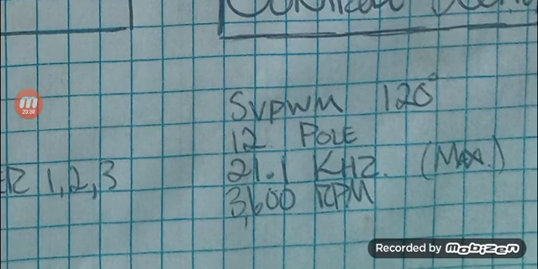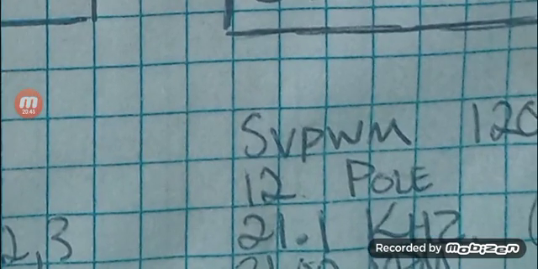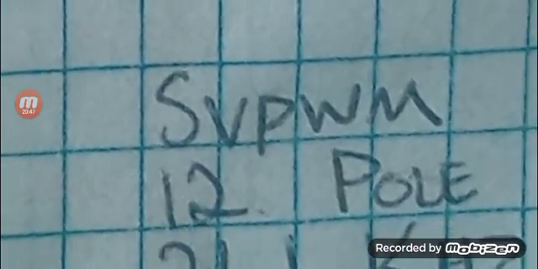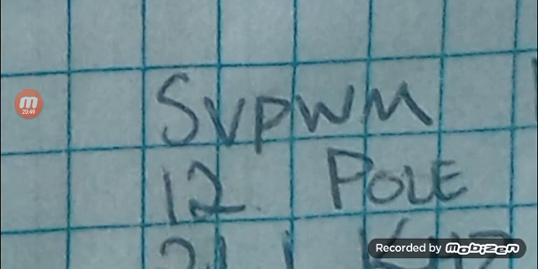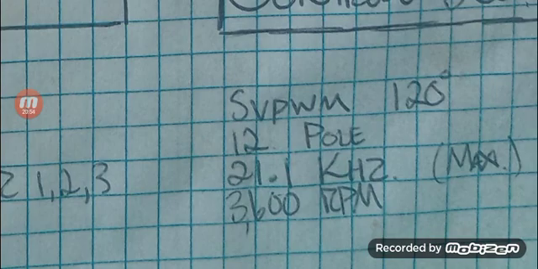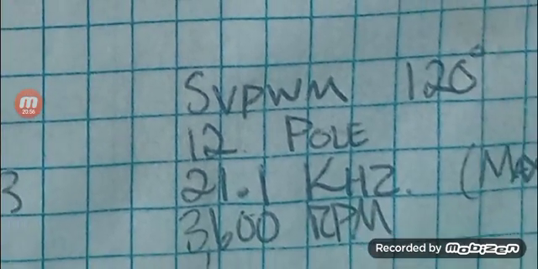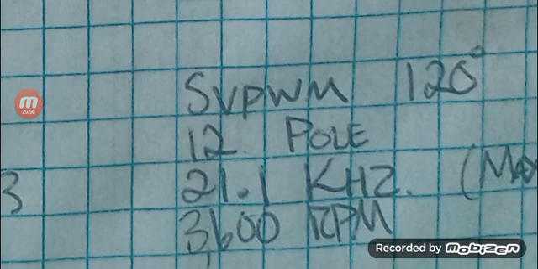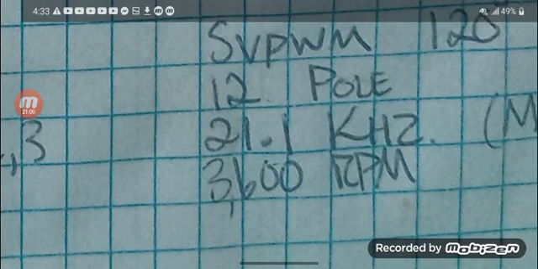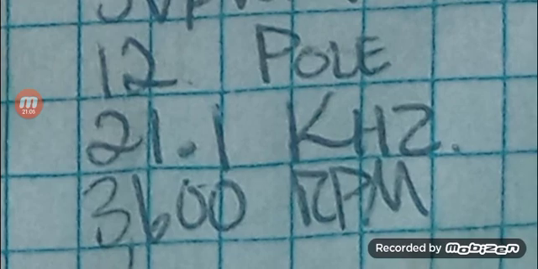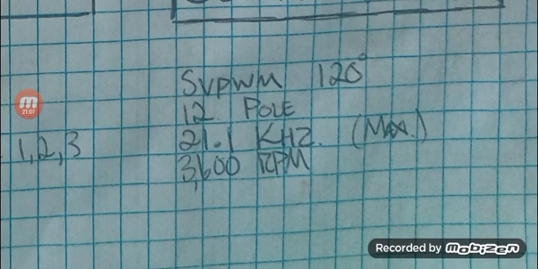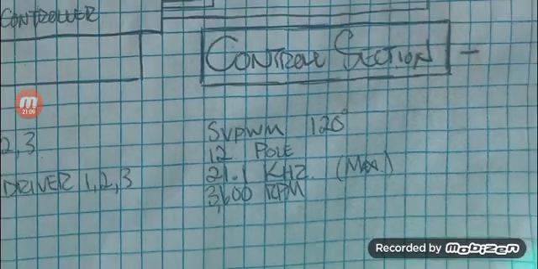So if you want to use a general program that exists out there on the market, you want to look for this SVPWM. That's called Space Vector Pulse Width Modulation. And you want to be able to set it to 12 poles. It'll do the math already. You want to set it for a max frequency of 21.1 kilohertz for an RPM of 3,600 RPMs.